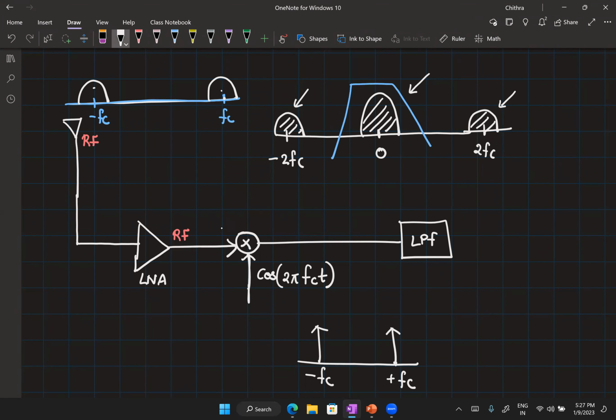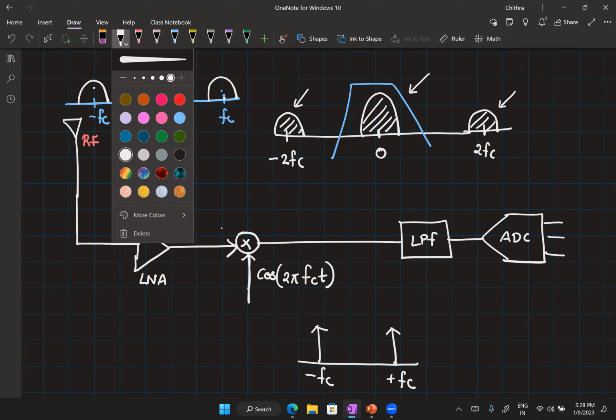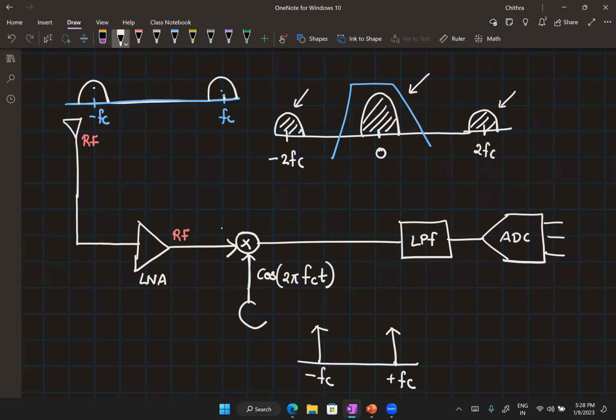And once this is done, we have the information which can then be digitized using the ADC. So then we'll have digital information. We have learned all about digital in E619 and E370. Okay. So now let's focus on this clock 2 pi FC of t, right? This clock is going to be generated from a local oscillator, usually abbreviated as LO. And this LO will be implemented using a phase lock loop.